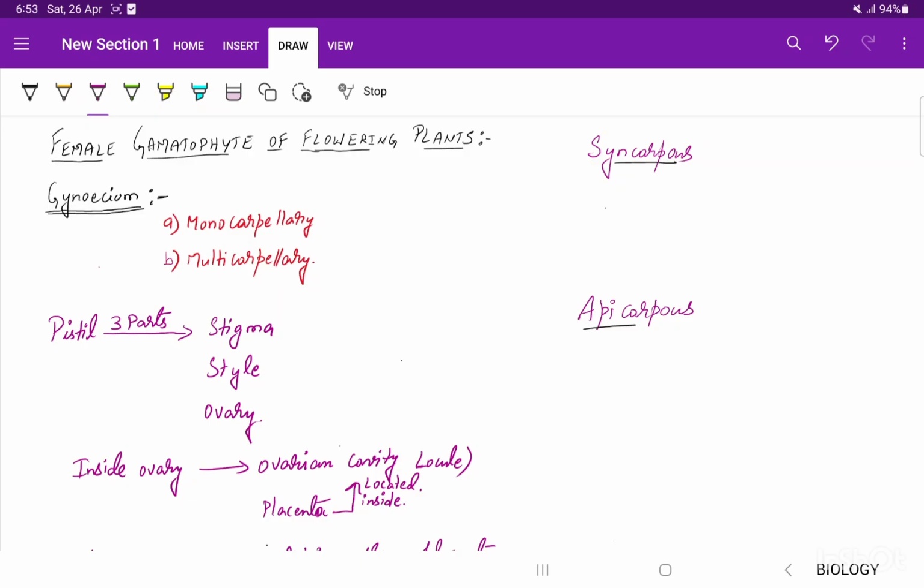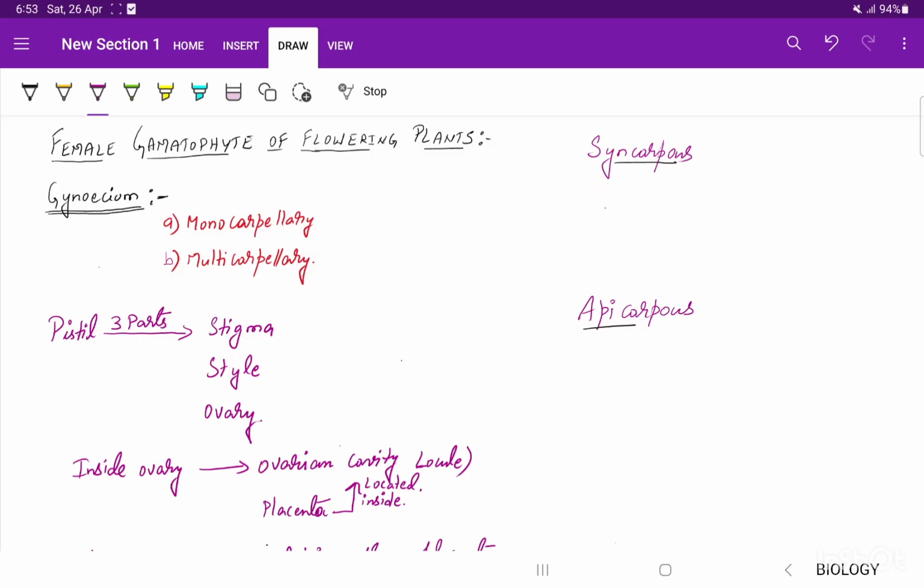Now we will start with the second session, that is, the female gametophyte of flowering plants. In the last session we have seen the male gametophyte, the process of microsporogenesis, formation of pollen grain, etc. In this session we will see the gynoecium, that is the last whorl of the flower.